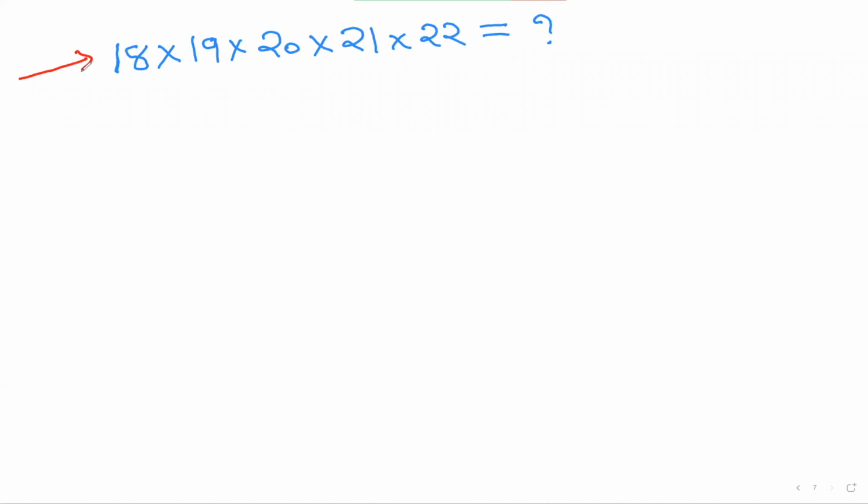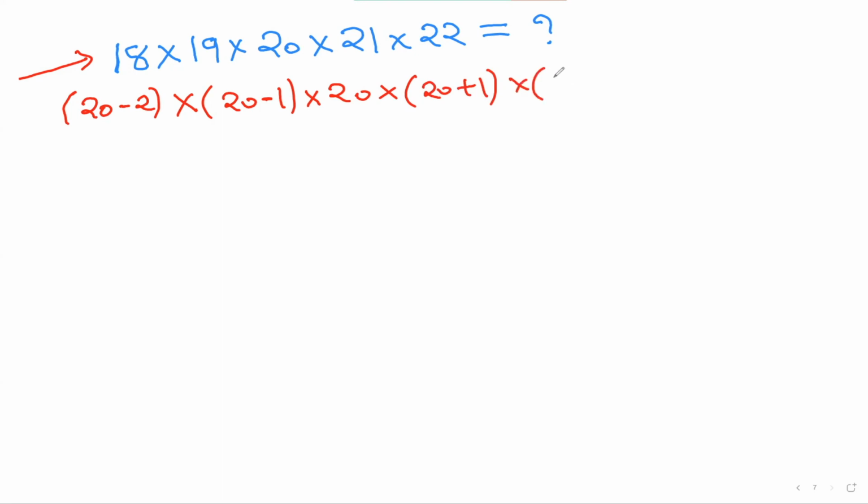So 18 I can replace with 20 minus 2. 19 I can replace with 20 minus 1. 20 I will keep it as it is. 21 I'll write down as 20 plus 1, and 22 I can write down as 20 plus 2. Now we can see I do have 20 common in all my terms.